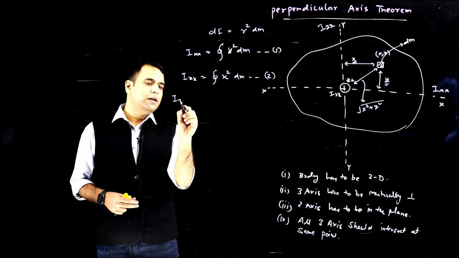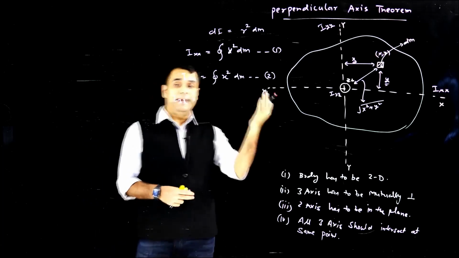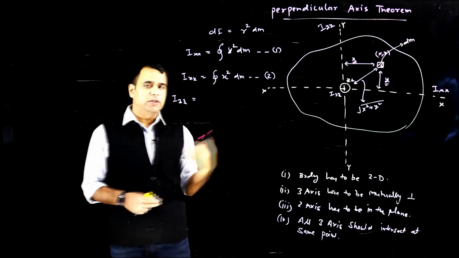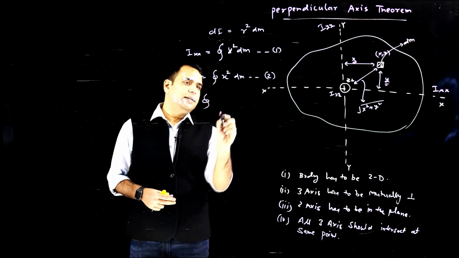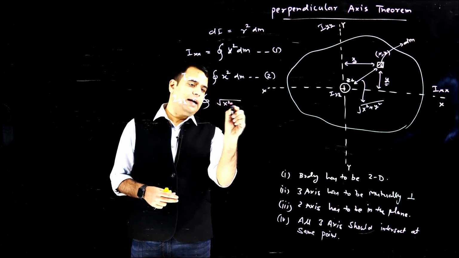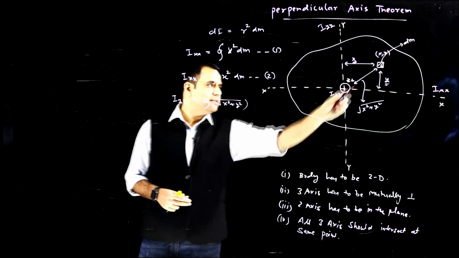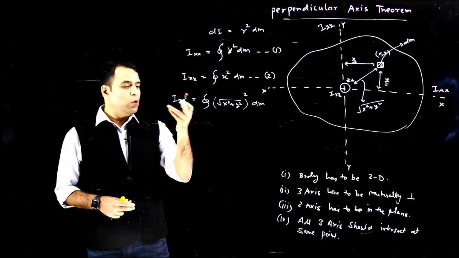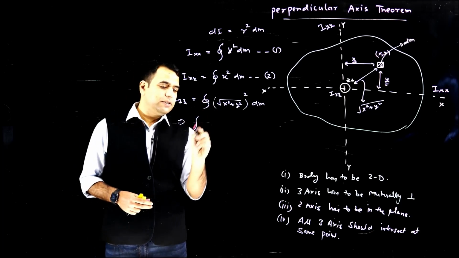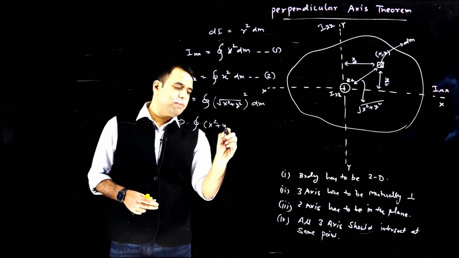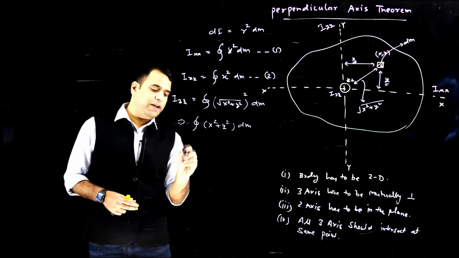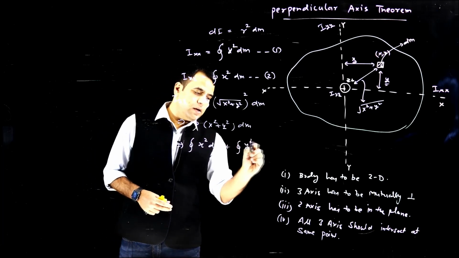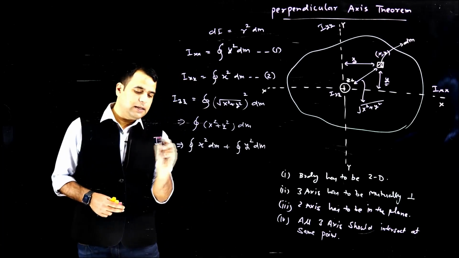Now let's go for the z-axis. The z-axis is the axis which is perpendicular to the plane. So the x-axis and y-axis are in the plane, and the third one, the z-axis, is perpendicular to the plane. So Izz will be the integration of the square root of x square plus y square, because that's the distance about this axis, whole squared, dm. Now let's open this up. This becomes the integration of x square plus y square dm, and if we open it separately, it becomes the integration of x square dm plus the integration of y square dm.